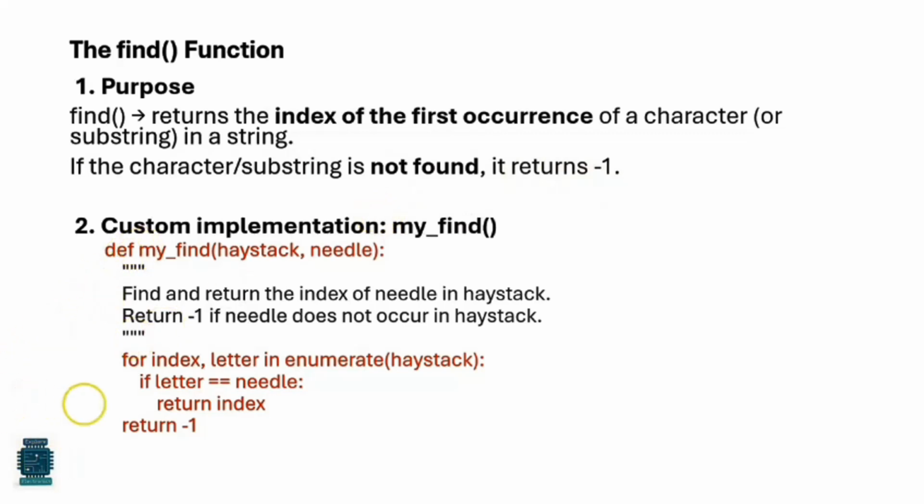Let us see with an example. Define my_find(haystack, needle). Here we have to find and return the index of the needle in the haystack, and return -1 if the needle doesn't occur in the haystack. Let us see. For index, letter in enumerate(haystack), we are searching if letter is equal to needle, return index. If we find the needle, we return the index, or else we return -1.